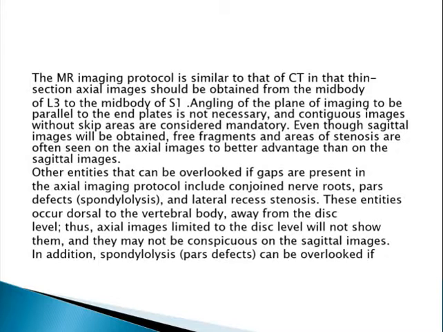Other entities that can be overlooked if gaps are present in the axial images include the conjoined nerve roots. We can also miss a pars defect or spondylolysis and lateral recess stenosis. These entities occur dorsal to the vertebral body and away from the disc. Thus, the axial images limited to the disc level will not show them because they are at the level of the vertebral body, not at the level of the disc. And they may not be obvious in the sagittal images. And spondylolysis, which happens due to pars defects, can be overlooked.